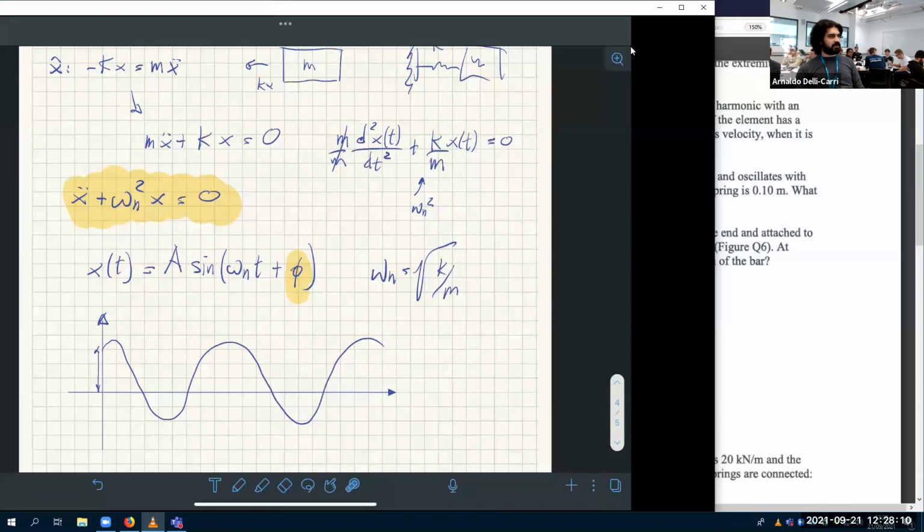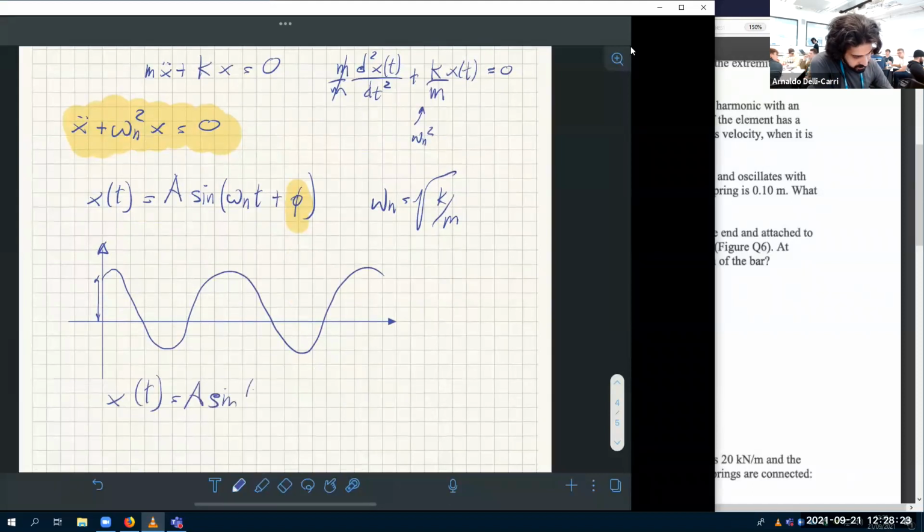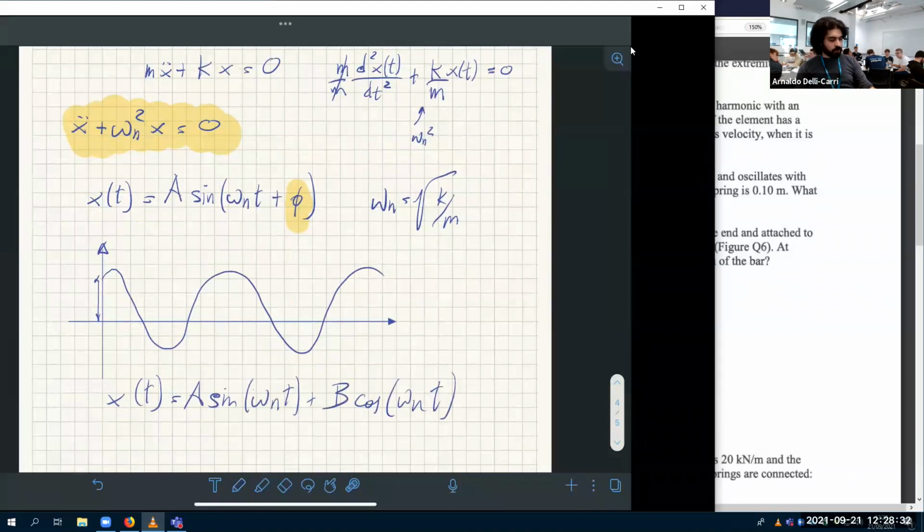Okay, so you know these things. There are other ways of drawing this solution. Another way is saying this is A sine omega n t plus B cosine omega n t. It's the same thing. You always have two unknowns. The two unknowns are A and phi in this formulation, or A and B in this other formulation.